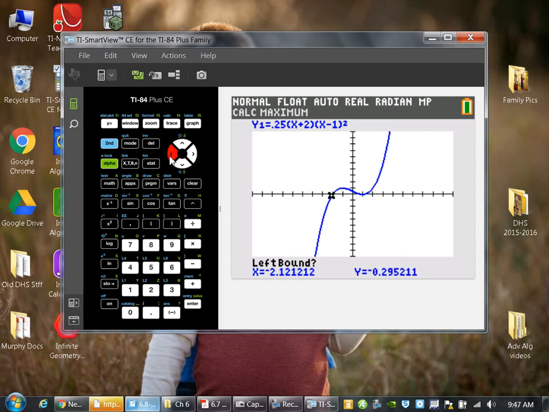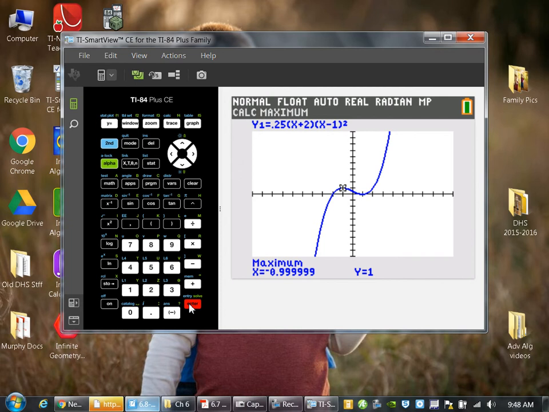Oops, whoa, went a little too far. The calculator on here is still very slow. Hit enter, then it's going to ask you to put the right boundary. You move over to the right of it. Hit enter, and then hit enter one more time. And it should give you some value. What would you call negative 0.9999999? Negative 1. So you have what's called a relative maximum at the ordered pair of negative 1, 1.